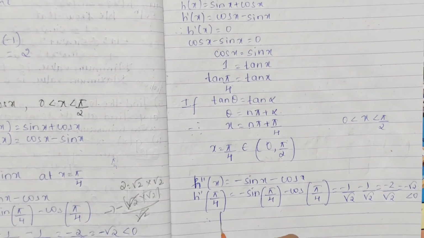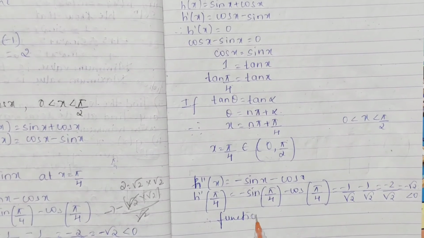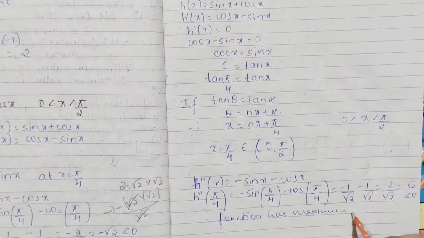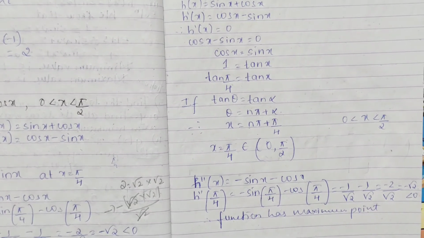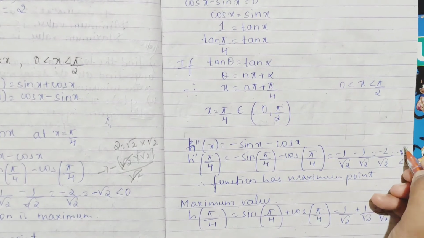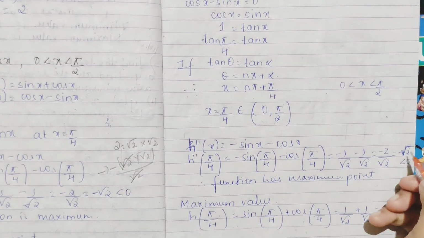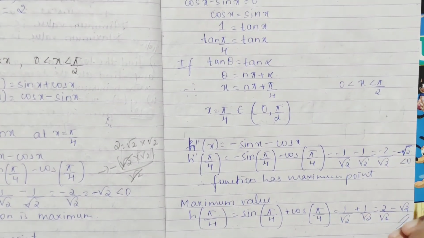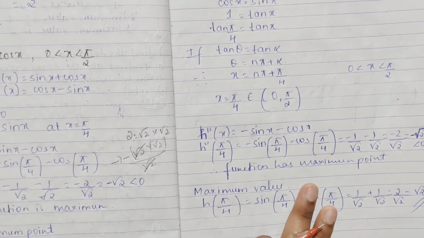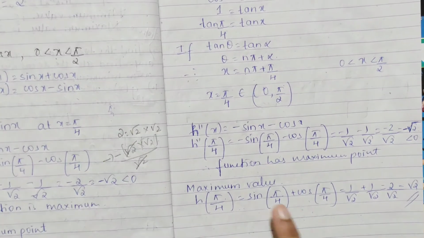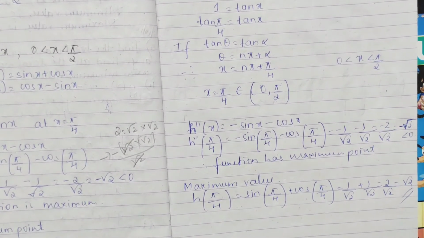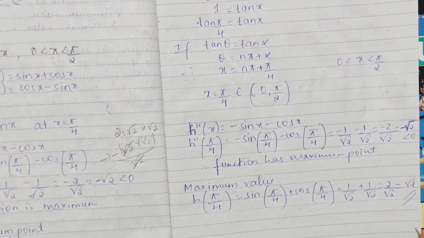So therefore the function has a maximum point. In this part, we are not concerned with the value, we are just concerned with the nature, that is plus or minus, because with that only we can consider whether it is maximum or minimum, right? You have got your maximum point; h of pi by 4, you substitute and get the value. You have got your maximum value.